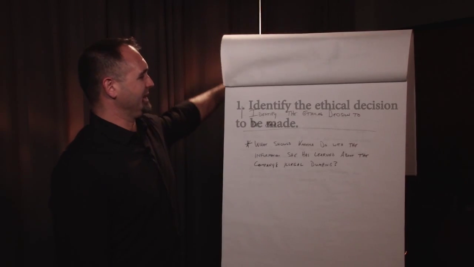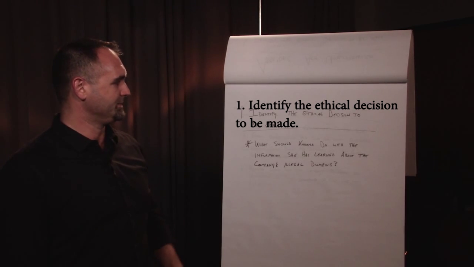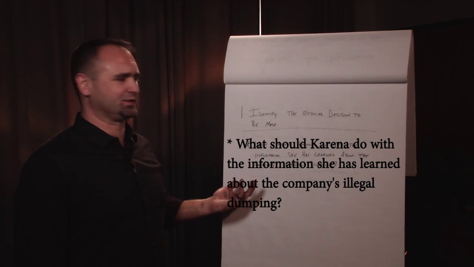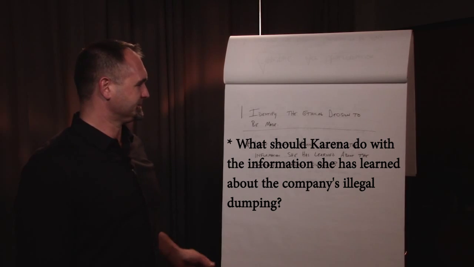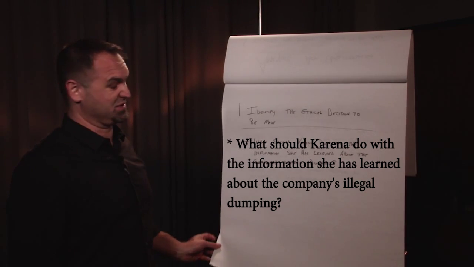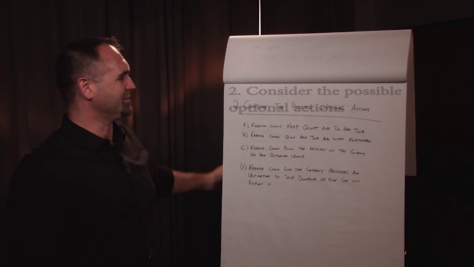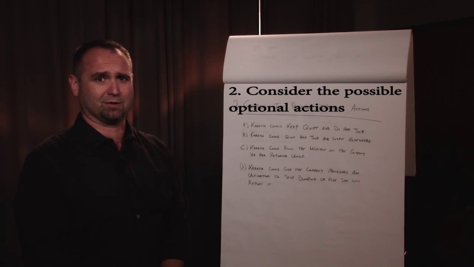In our case with Carina's dilemma, when we identify the ethical decision to be made, the question is essentially, what should Carina do with this information that she's learned about the illegal dumping of chemicals by her company? That much we've got figured out, fairly straightforward. The next step, let's think about what possible optional actions there are for Carina as she solves this particular problem.